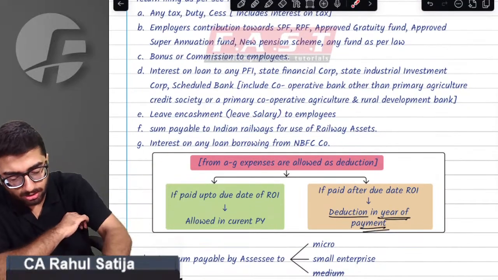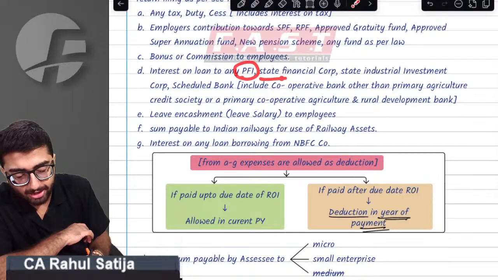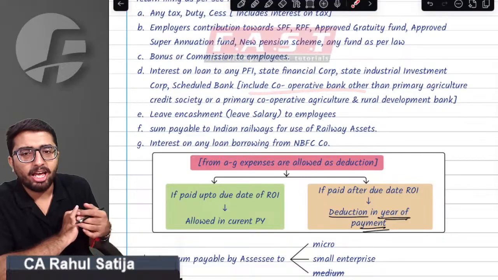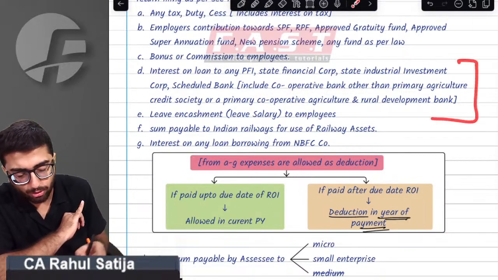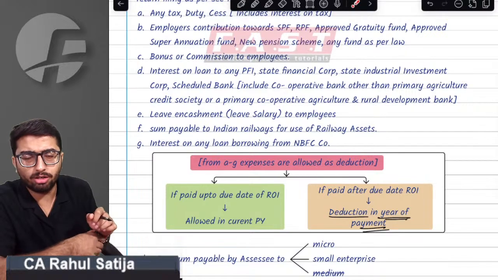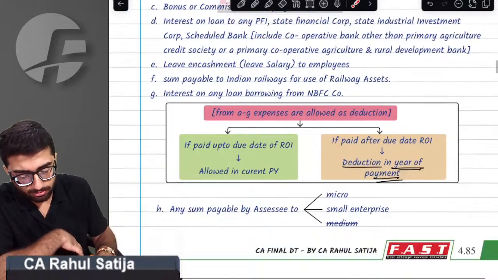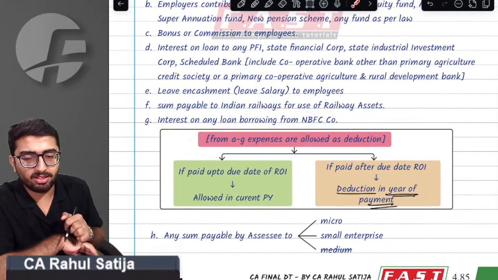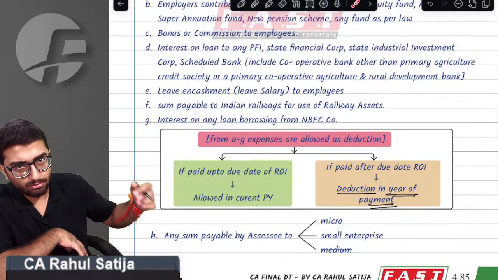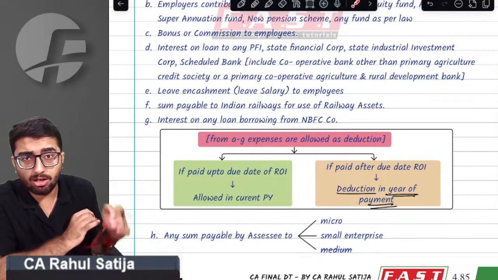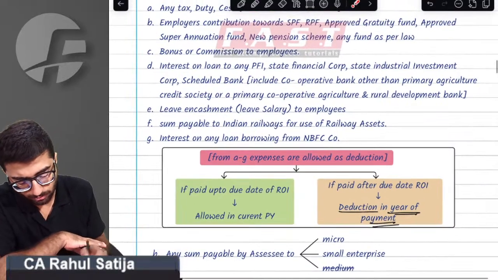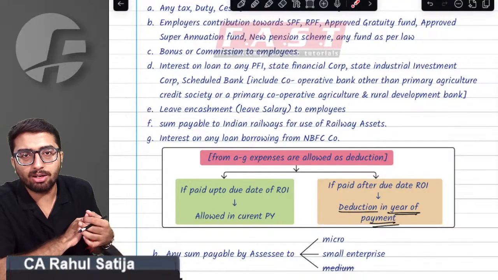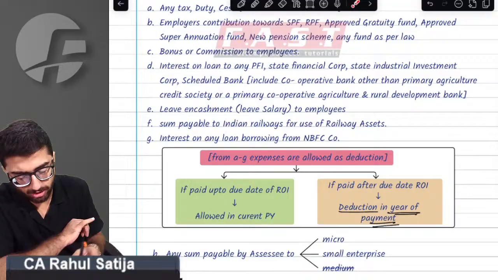If you pay any kind of interest to public financial institution, state financial corporation, state industrial investment corporation, scheduled bank, or cooperative bank, then it shall be only allowed if it is paid up to the due date of ROI. Also, if we pay any sum or interest to NBFCs, it shall only be allowed if it is paid up to the due date of ROI. If we have any kind of leave encashment, leave salaries for the employees, it shall be disallowed. It shall be only allowed if it is paid up to the due date of ROI.